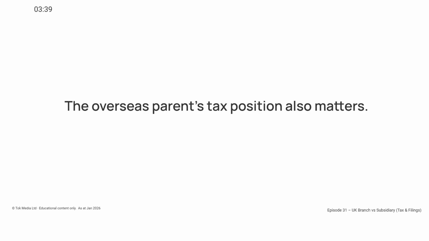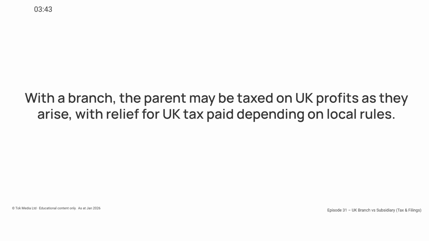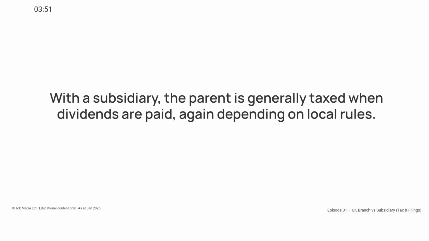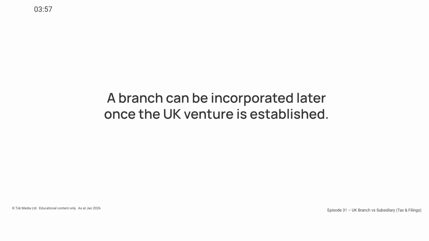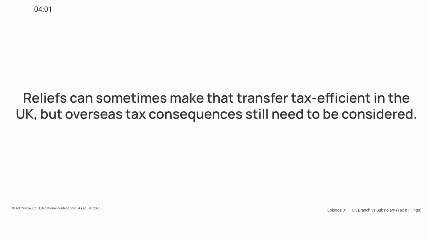The overseas parent's tax position also matters. With a branch, the parent may be taxed on UK profits as they arise, with relief for UK tax paid depending on local rules. With a subsidiary, the parent is generally taxed when dividends are paid, again depending on local rules. A branch can be incorporated later once the UK venture is established. Reliefs can sometimes make that transfer tax efficient in the UK, but overseas tax consequences still need to be considered.